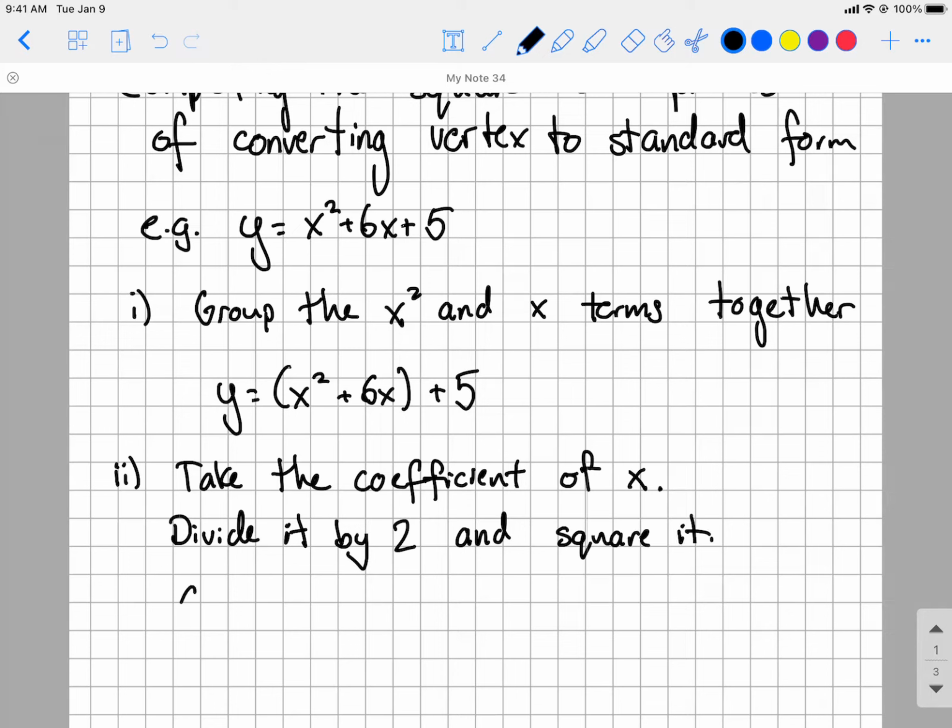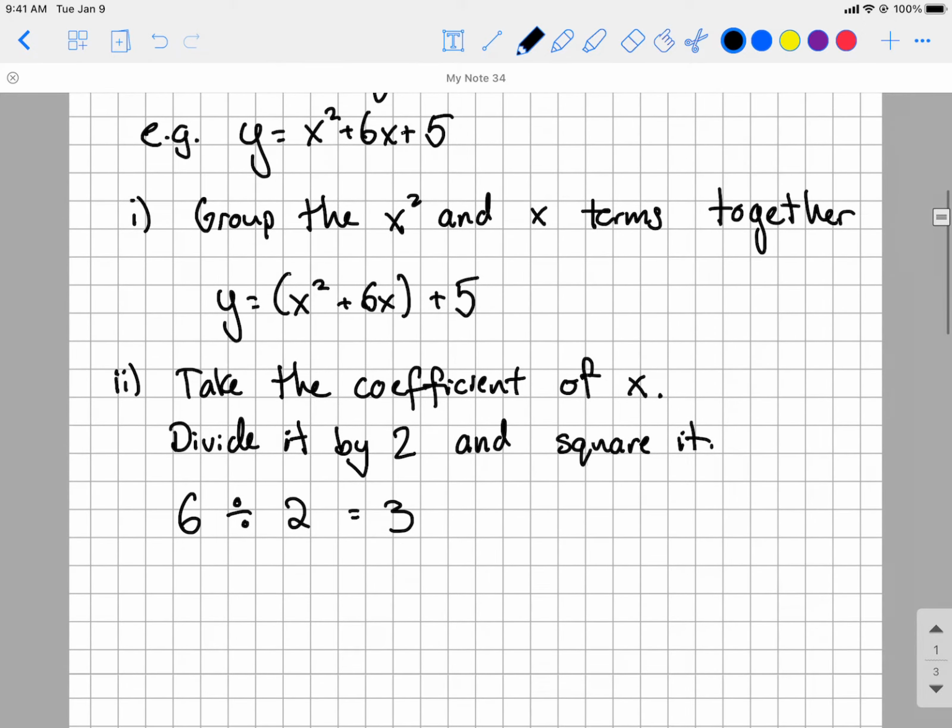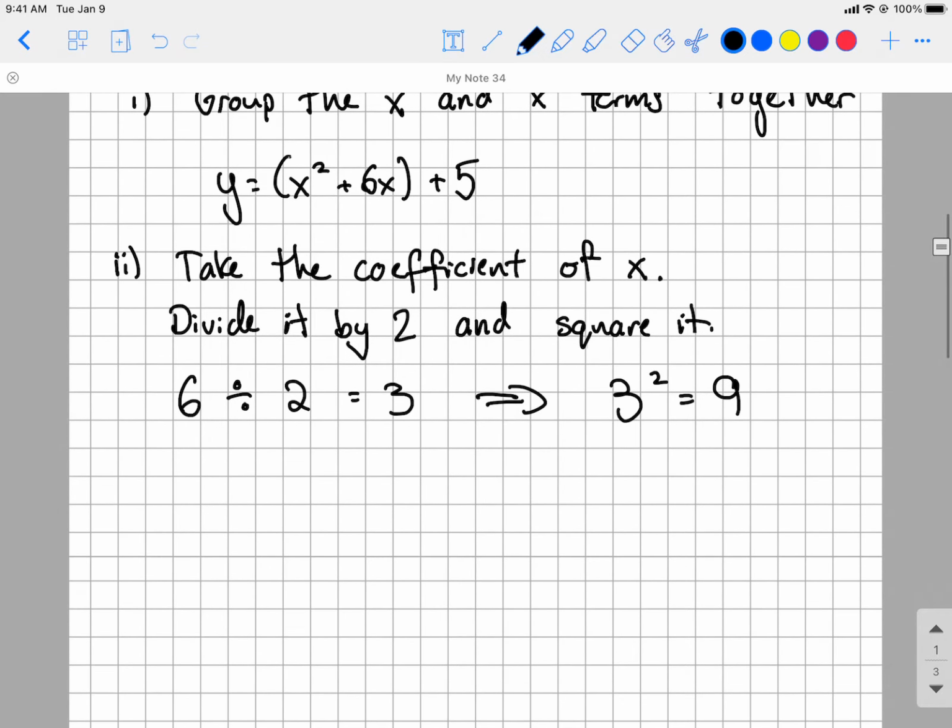So we take 6, we divide it by 2, and we get 3. And then we take that 3 and square it to get 9. This makes no sense right now. Don't worry about it. I'll explain it a little more in depth later when it actually makes sense where we're at in the equation. So now that we've got this 9, I'm just going to underline it so we don't forget.